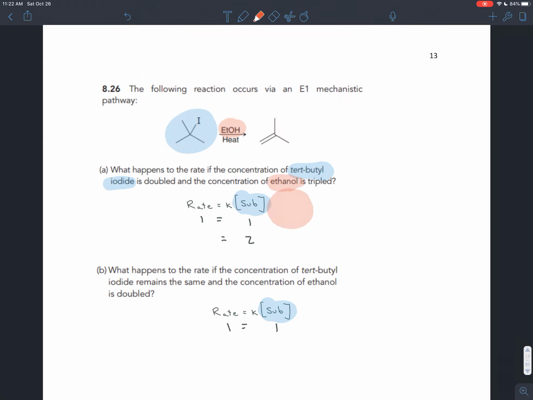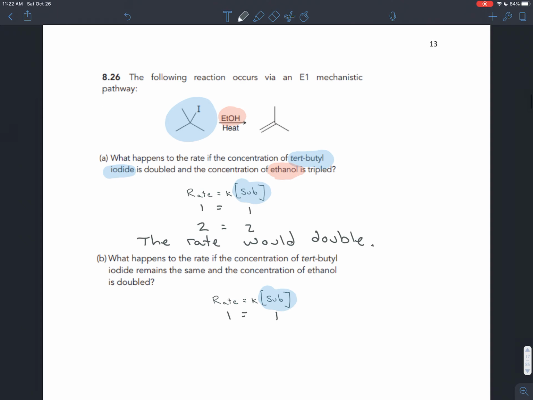Well, the base doesn't show up in the rate law. The base doesn't speed up the rate limiting step of an E1 reaction. So that's not going to speed up the reaction at all, and the rate will just depend on the concentration of tert butyl iodide, the substrate. So the rate would double. Notice in an E1 reaction, the base does not affect the rate.